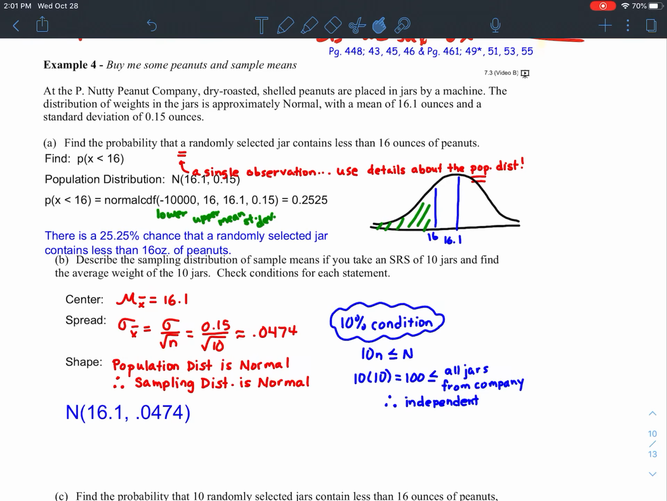All right, we are going to be bringing this section 7.3 to a close here today, which is actually going to bring this chapter 7 on sampling distributions to a close as well.